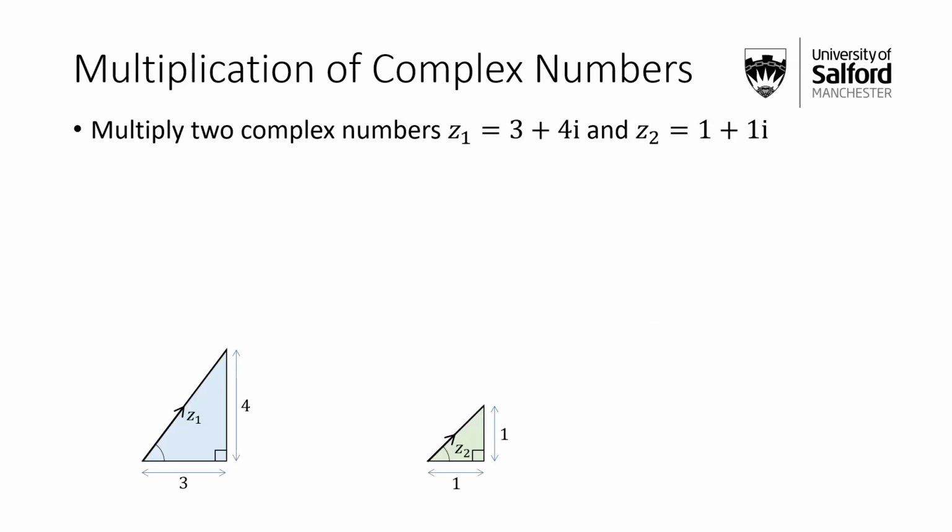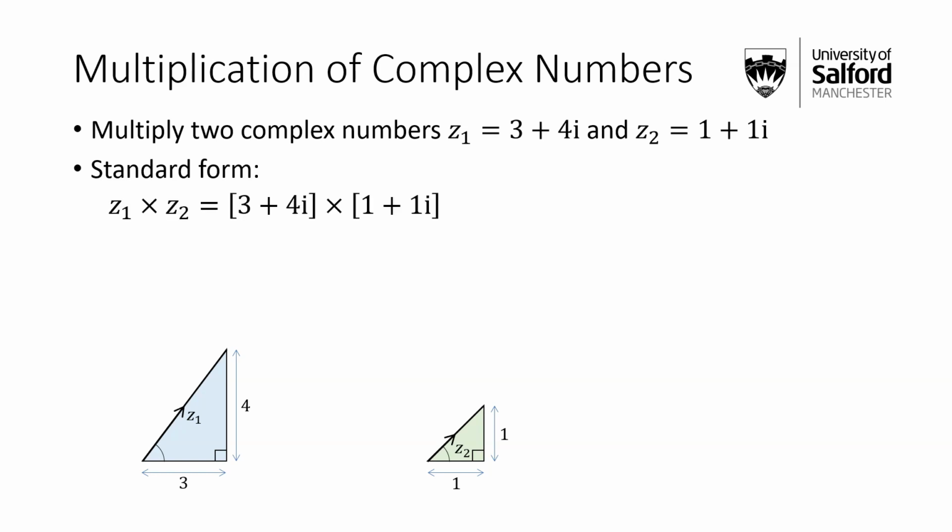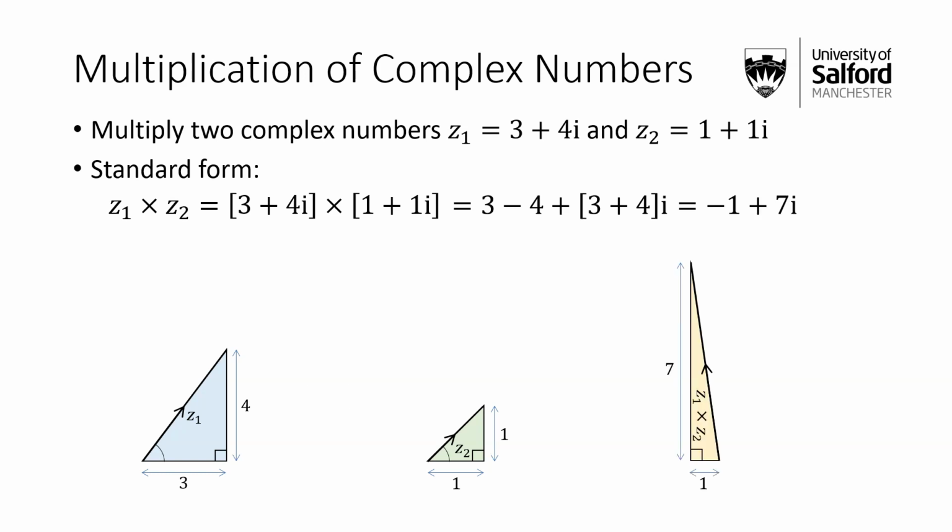I've given some values. Z1 on the left is 3 plus 4i, represented by this triangle. I'm using the same scheme as on my other Argand diagrams before, where horizontal is real and vertical is imaginary. And I've got a second complex number, Z2 is 1 plus 1i. If I multiply these in standard form, Z1 times Z2, just do what I did before, collect the different terms and multiply those through, I will get -1 plus 7i. So that's a kind of triangle there.